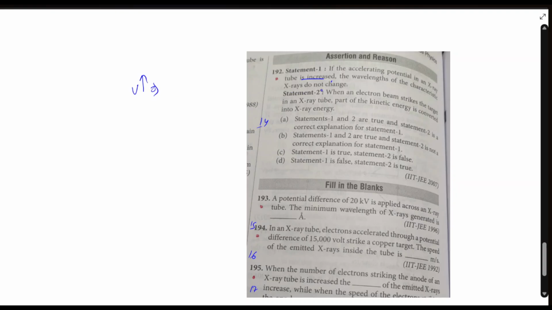If the accelerating potential difference in the X-ray tube is increased, the wavelength of the characteristic X-rays does not change. That is absolutely right, because characteristic X-rays depend on the atomic number of the material, according to Moseley's law. When an electron beam strikes the target in the X-ray tube, part of the kinetic energy is converted into X-ray. That is the continuous spectrum we get, right? So this is correct, but they do not explain each other. So B will be the correct option, right?